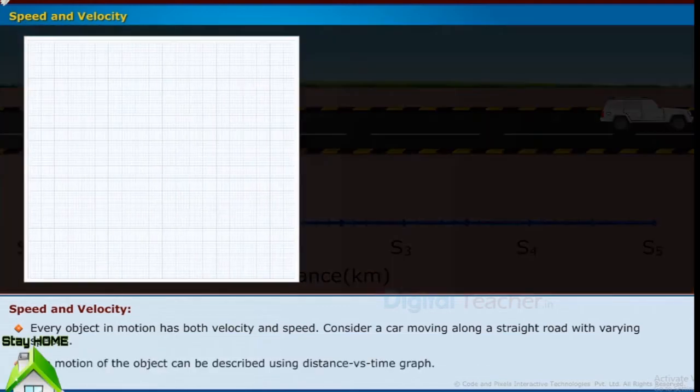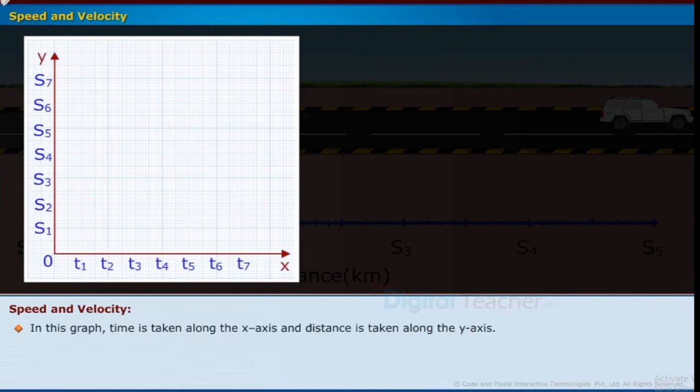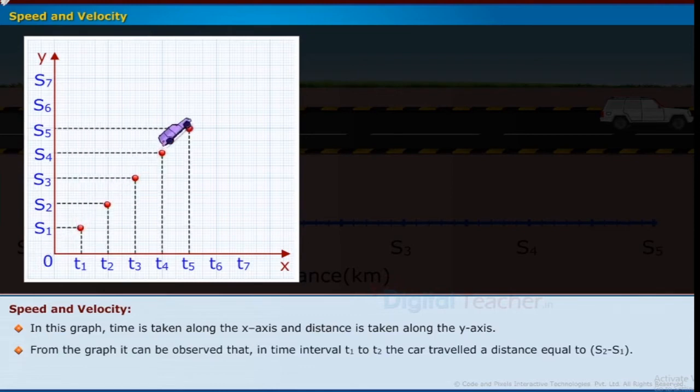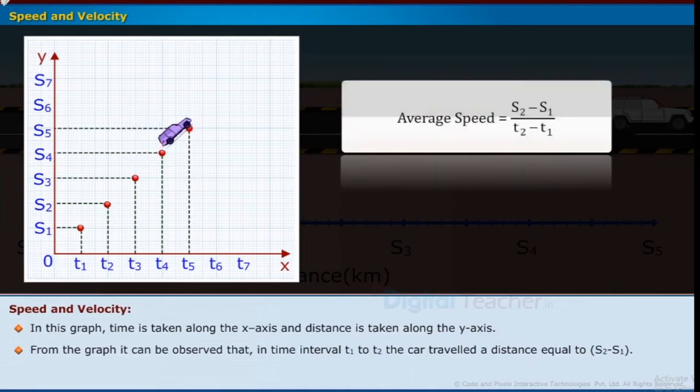The motion of the object can be described using a distance versus time graph. In this graph, time is taken along the x-axis and distance is taken along the y-axis. From the graph, it can be observed that in time interval t1 to t2, the car traveled a distance equal to s2 minus s1. Then the average speed of the car is (s2 minus s1) by (t2 minus t1).